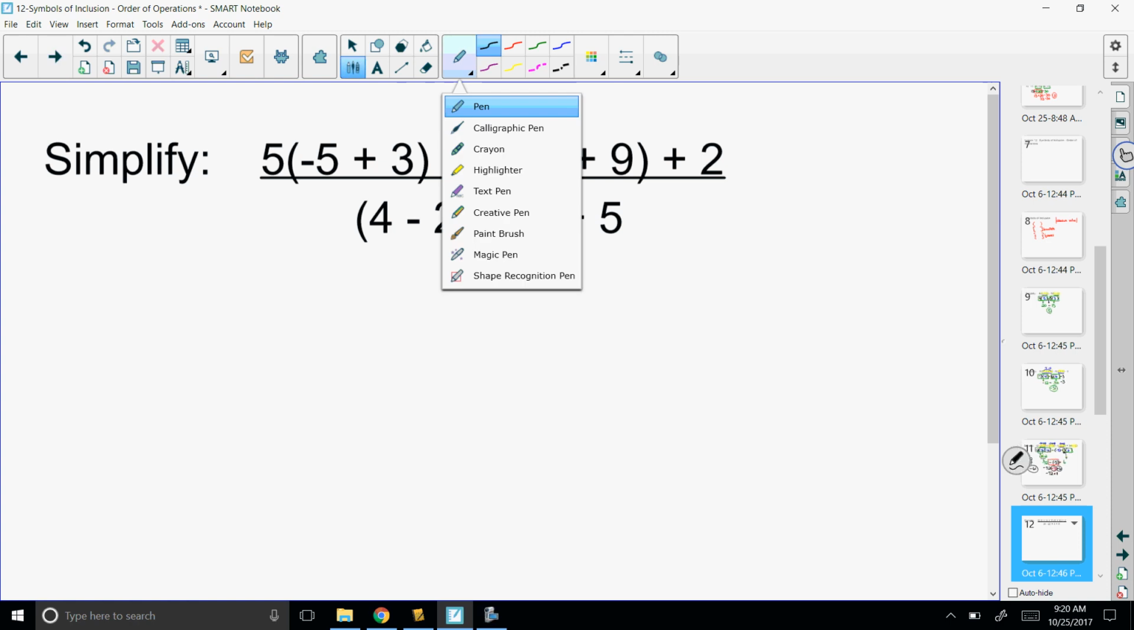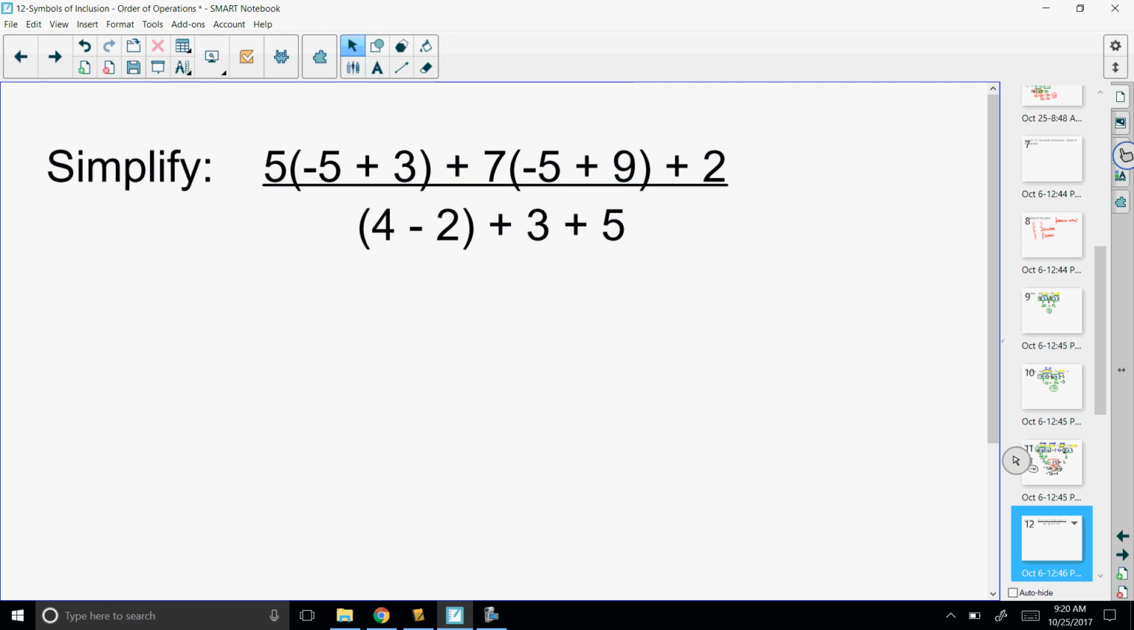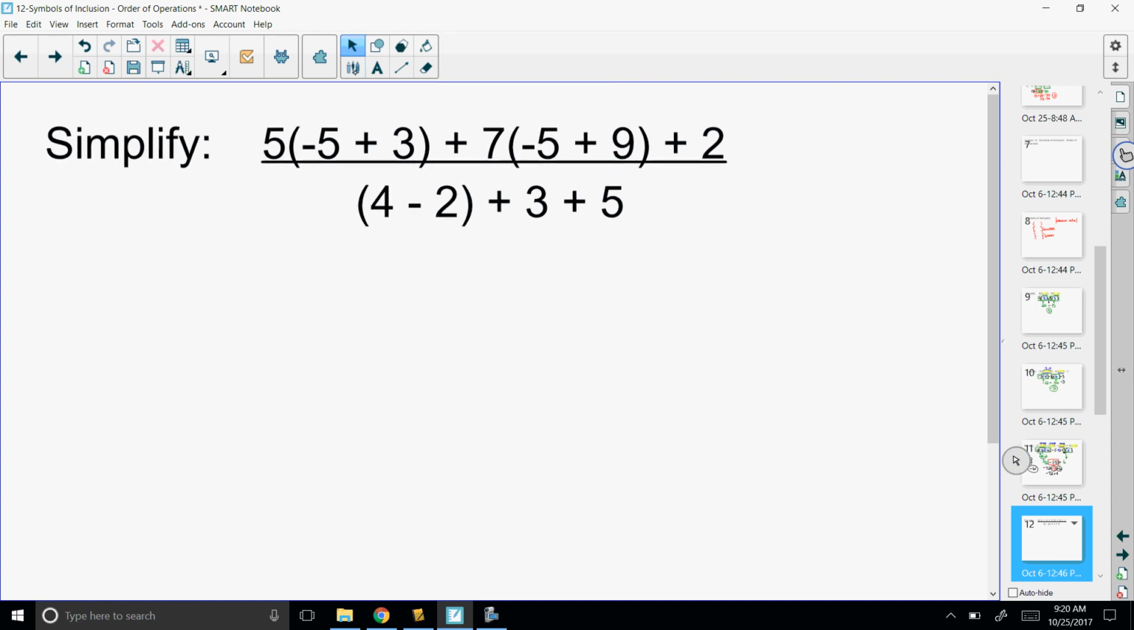So if we look at this particular problem, I want to simplify the numerator, simplify the denominator. So it's almost like you look at it as 2 separate problems. One of them is 5 times the quantity -5 plus 3, plus 7 times quantity, negative 5 plus 9, plus 2. The other problem is the denominator of 4, the quantity, 4 minus 2, plus 3 plus 5. Order of operations says, what do you want to do first?